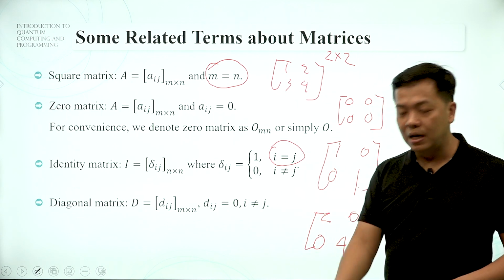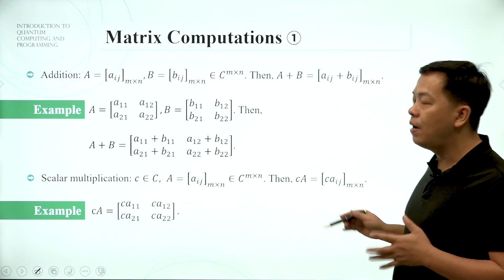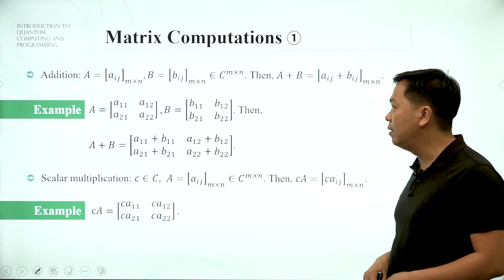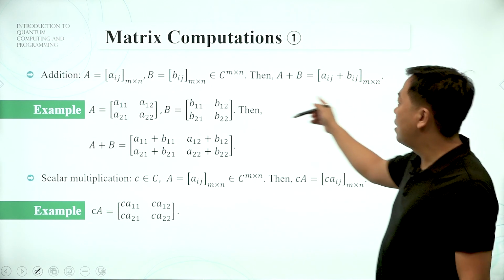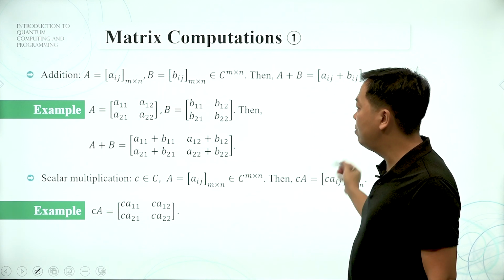So I hope everyone got it. Now we have the matrices. How can we add two matrices? Now we have two matrices A and B. So if we add two matrices.